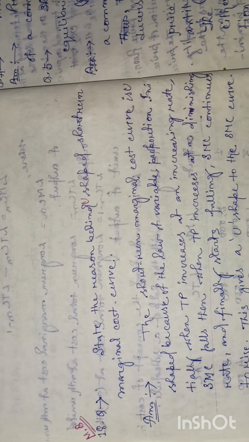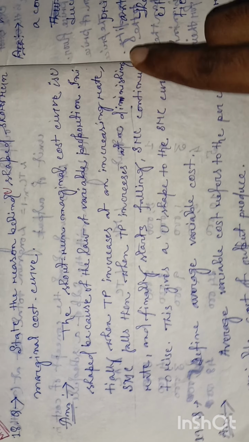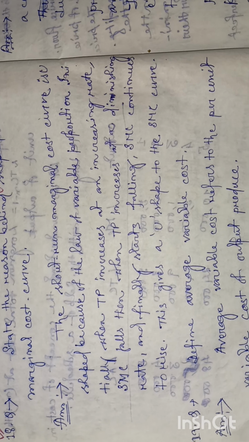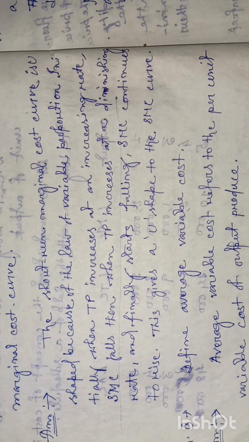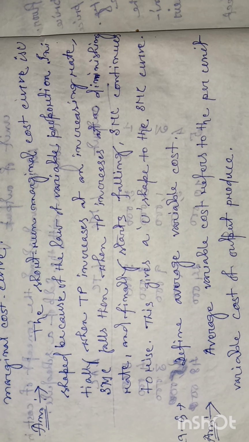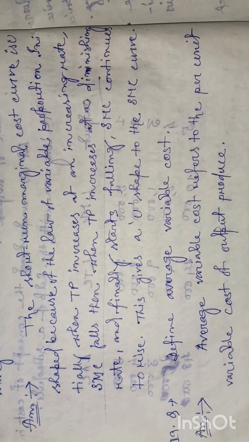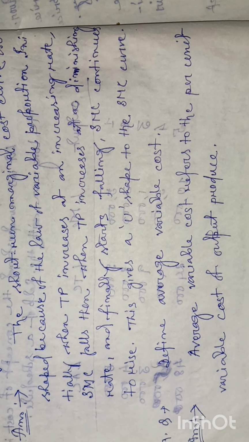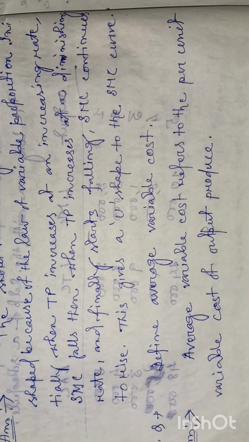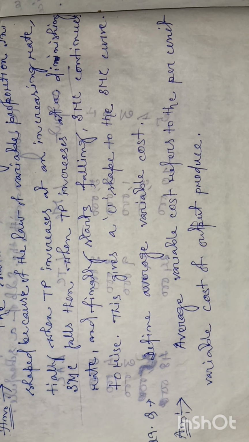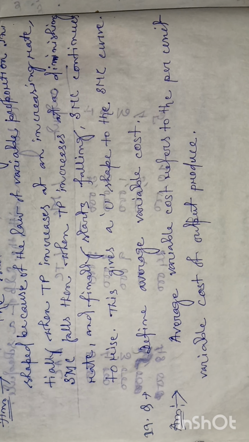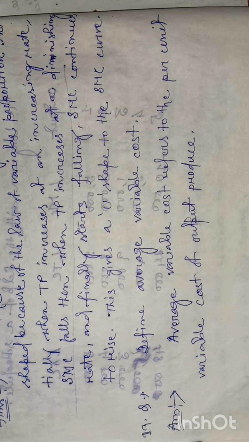State the reason behind U-shaped short-run marginal cost curve. The short-run marginal cost curve is U-shaped because of the law of variable proportion. Initially, when TP increases at an increasing rate, SMC falls. Then, when TP increases at a diminishing rate and finally starts falling, SMC continues to rise. This gives a U shape to the SMC curve.